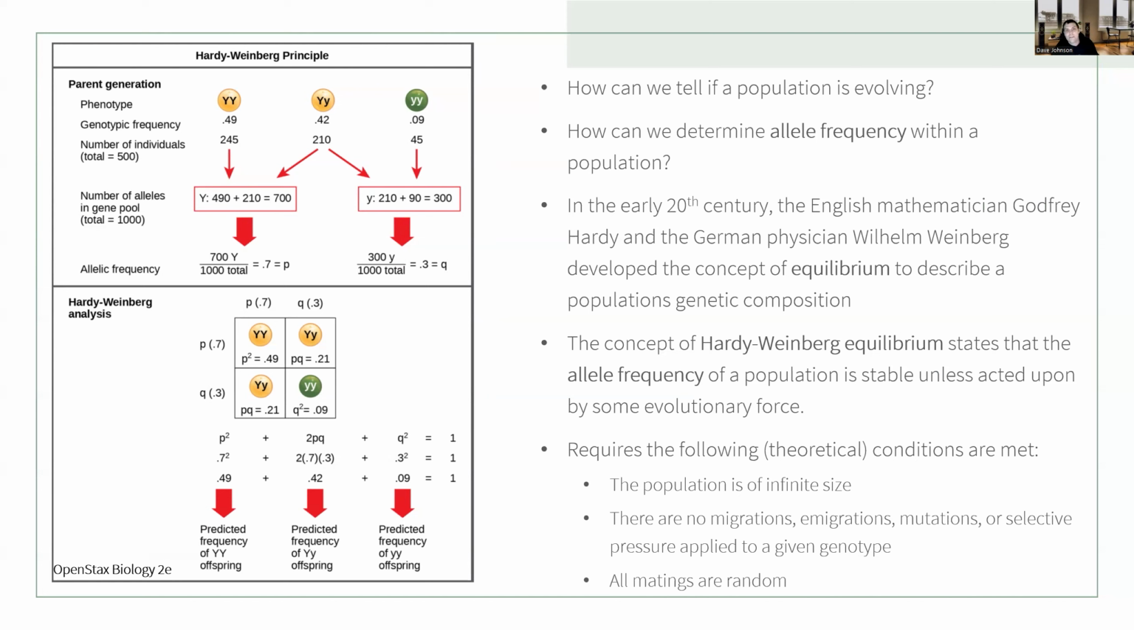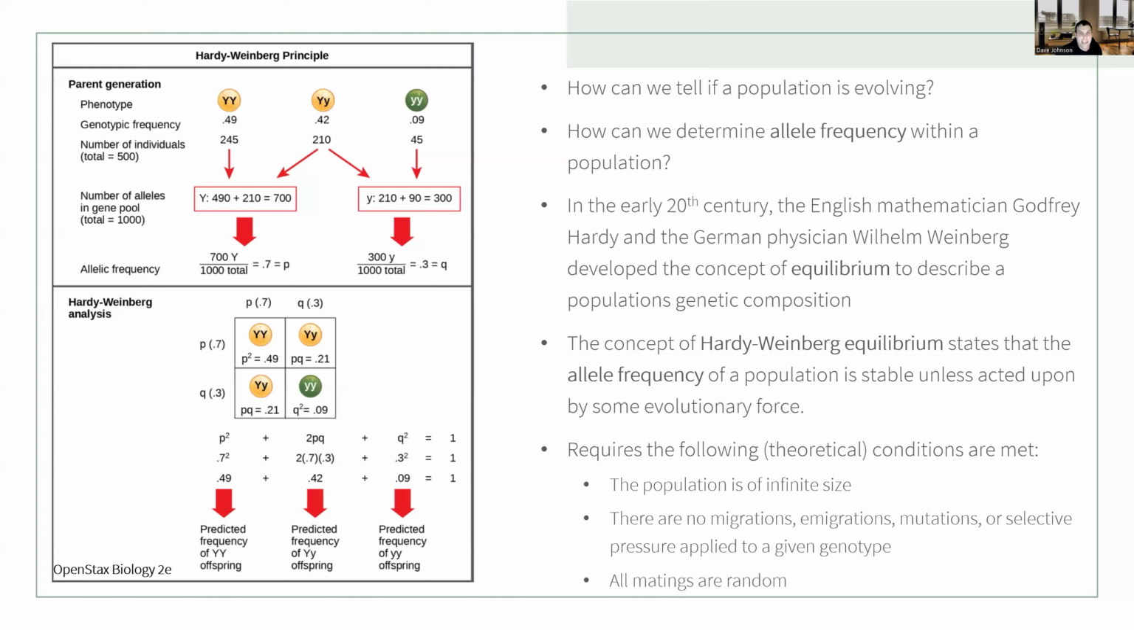In the early part of the 20th century, shortly after the modern synthesis between Mendelian genetics and Darwinian evolution got fused together, two scientists became interested in this. You have an English mathematician named Godfrey Hardy and a German physician called Wilhelm Weinberg, who developed the concept of equilibrium to describe the genetic composition of a given population. This leads to something called Hardy-Weinberg equilibrium.